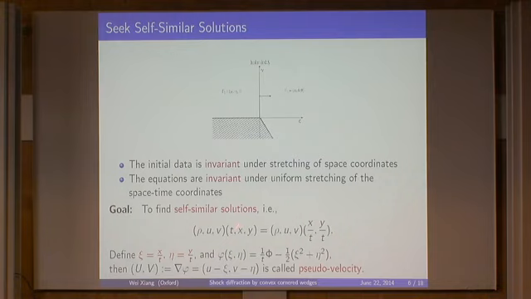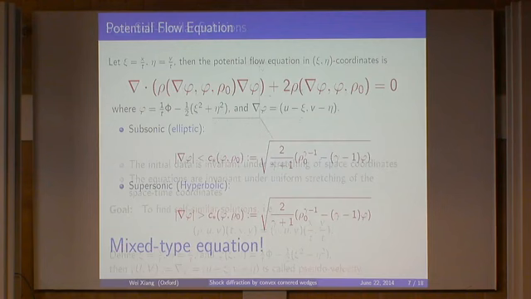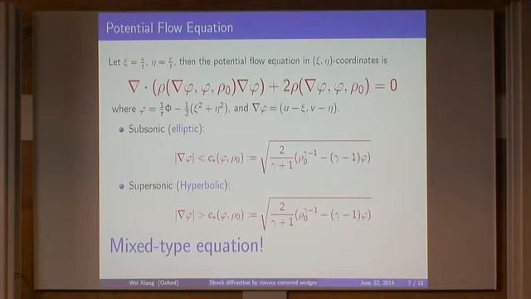We define psi as x over t and eta as y over t. These are called pseudo coordinates. After that, we can write the equation to second order. Now it's a mixed type equation in the psi, eta coordinates. The equation is elliptic if the gradient of the velocity potential is smaller than a certain number, which also involves the potential function itself.